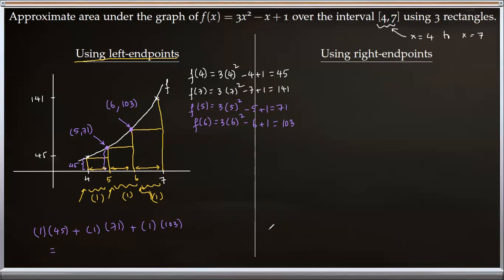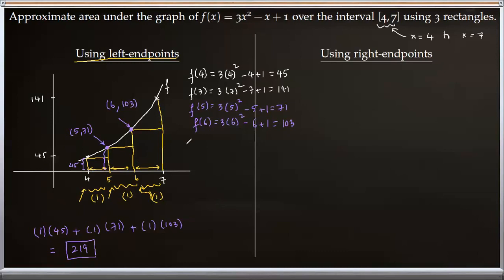So we have, I'm going to use my calculator. We have 45 plus 71 plus 103. So that gives us 219. So using three rectangles, the area is approximately 219 using left endpoints.